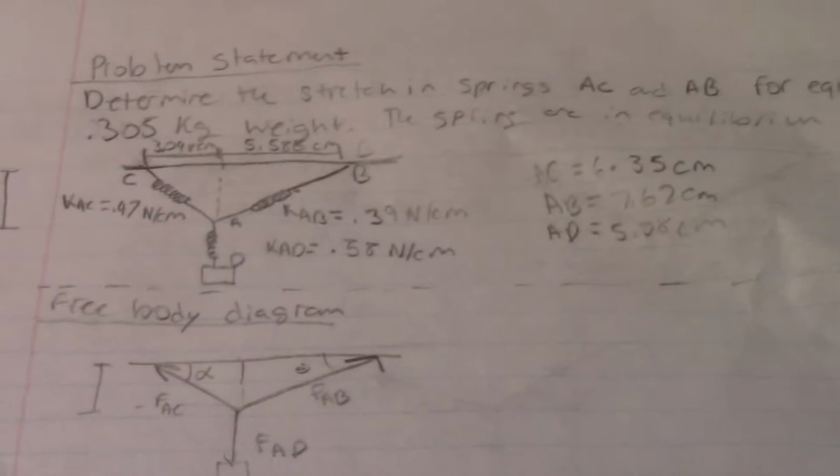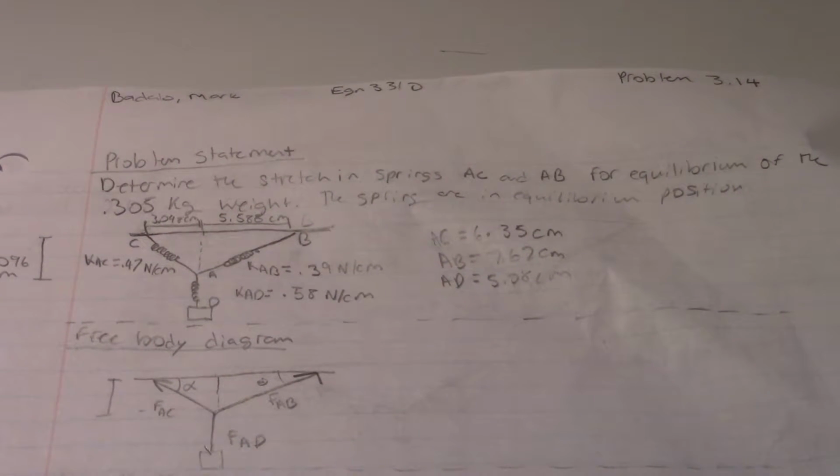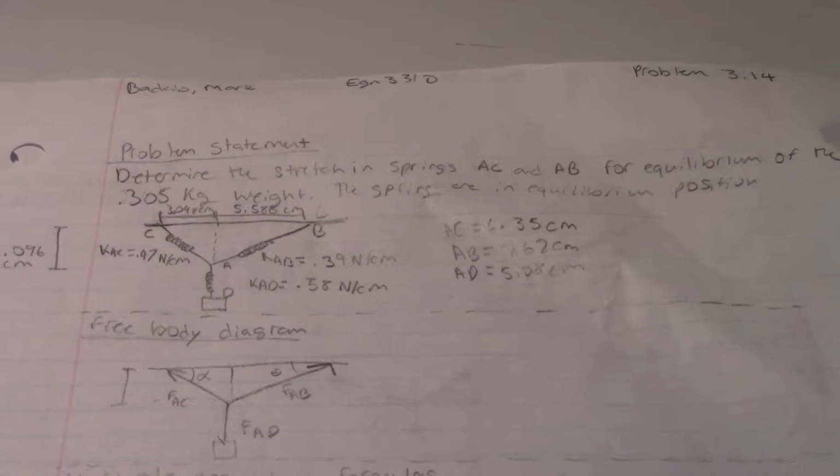So as you saw, here I'm just going through some of the problems. Let me just set that up. So as you can see, I'm going through the problem statement here. It says, determine the stretch in the springs AC and AB for equilibrium of the 0.305 kilogram weight. The springs are in an equilibrium position. So I took the problem that was mentioned and applied my own numbers to it.